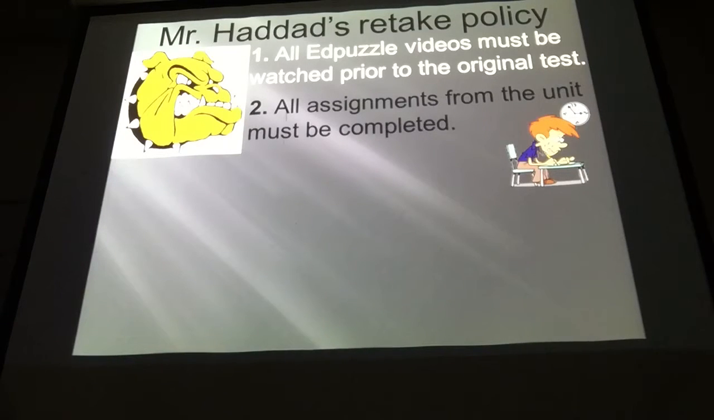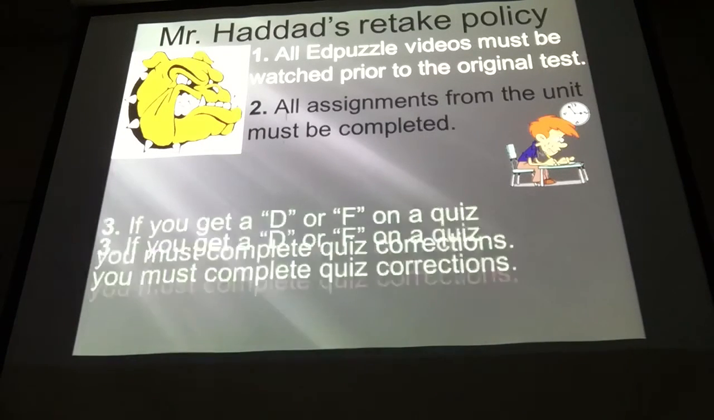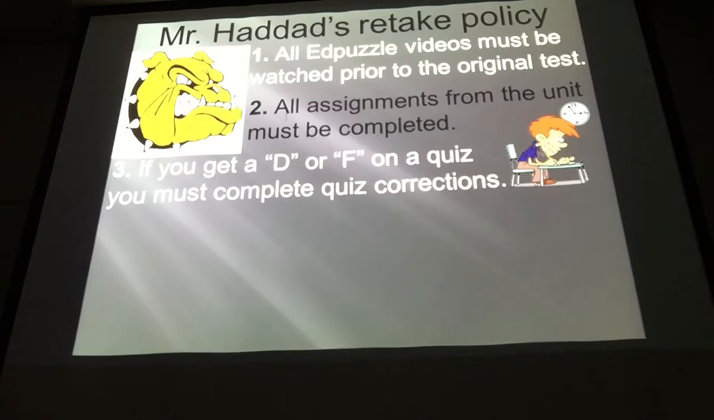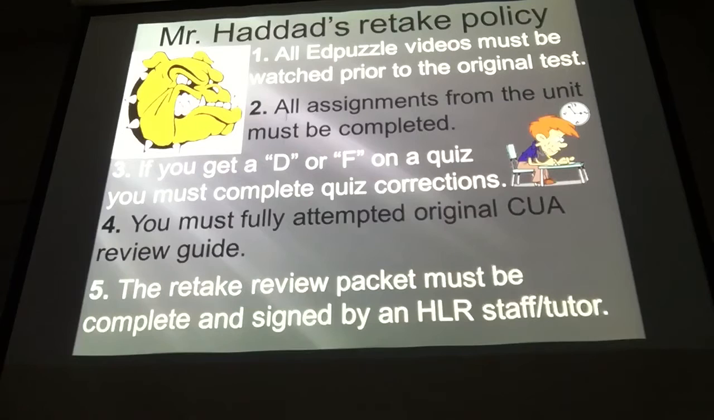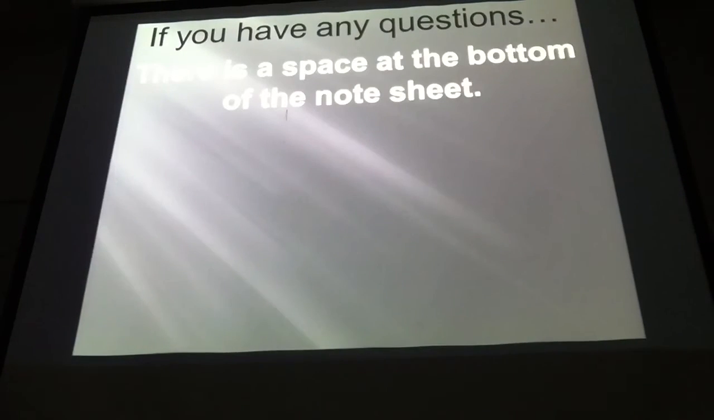All assignments must be turned in, so that's the classwork. If you got a D or an F on a quiz, you need to do quiz corrections. You have to fully attempt the original CUA review guide. And finally, the retake review packet must be completed and signed by your HLR staff member or tutor. Now, again, you can press pause at any time. So if you need to press pause right now to write all this down, go ahead.